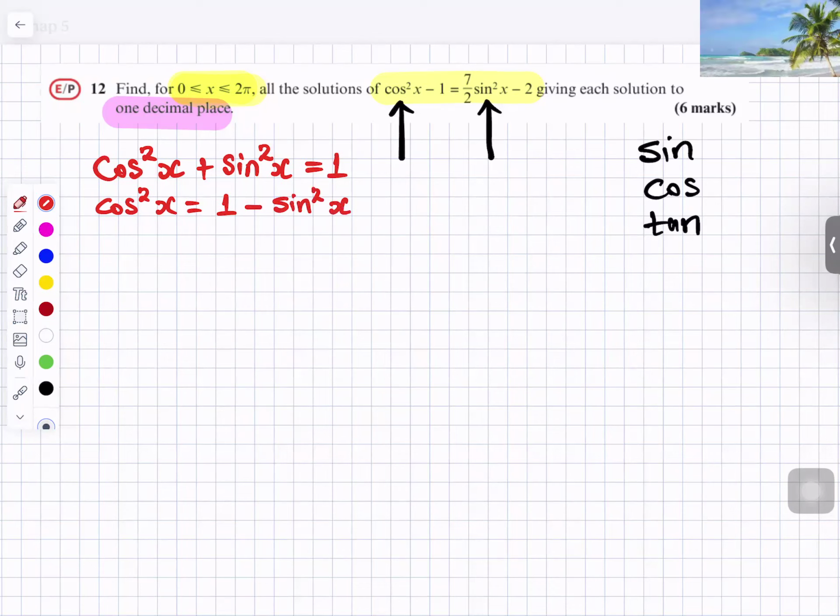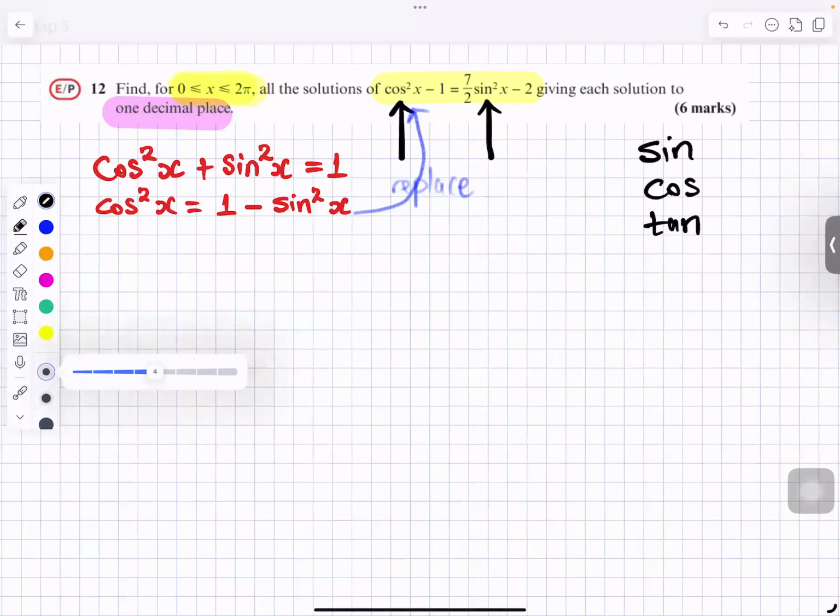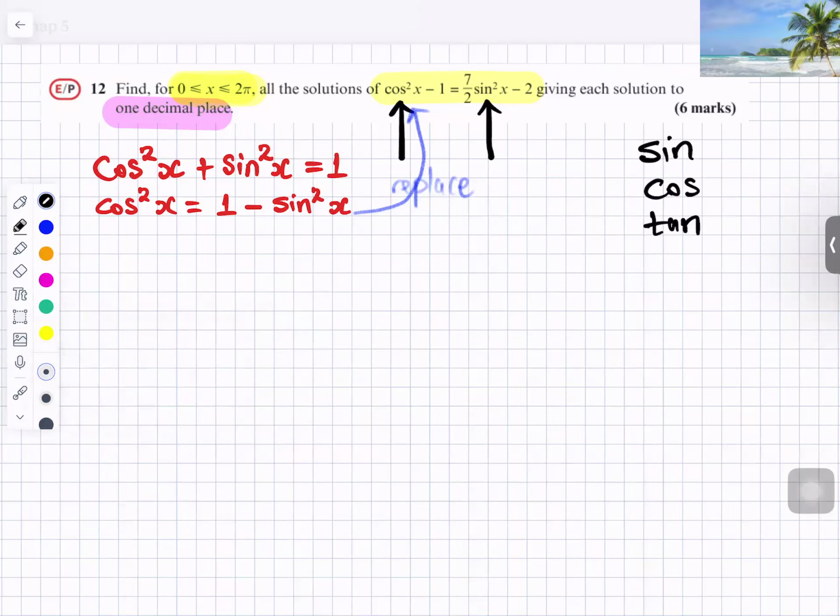Do you understand what I've done there? So we take this 1 − sin²x and replace cos squared, so everything will be sine. So tell me what I write now. Instead of cos squared, what should I write? Look underneath in red. Oh yeah, 1 − sin²x. Yes, so we'll replace cos squared with 1 − sin squared.